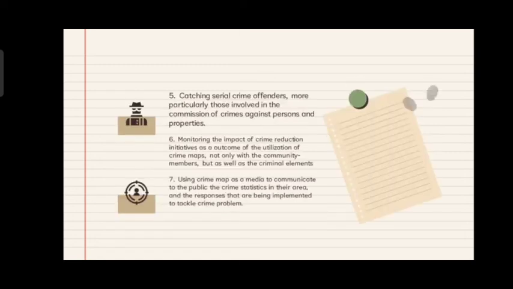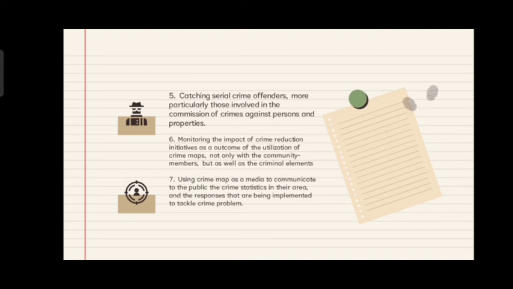5. Catching serial crime offenders, more particularly those involved in the commission of crimes against persons and property. So, sa tulungan ng crime mapping, dahil nga napag-aaralan yung place, how the crime committed, what is the common time kung saan nangyayari yung crime, is mas nagkakaroon ng idea ang mga law enforcement officers. That's why mas madami silang nahuhuli na offenders.